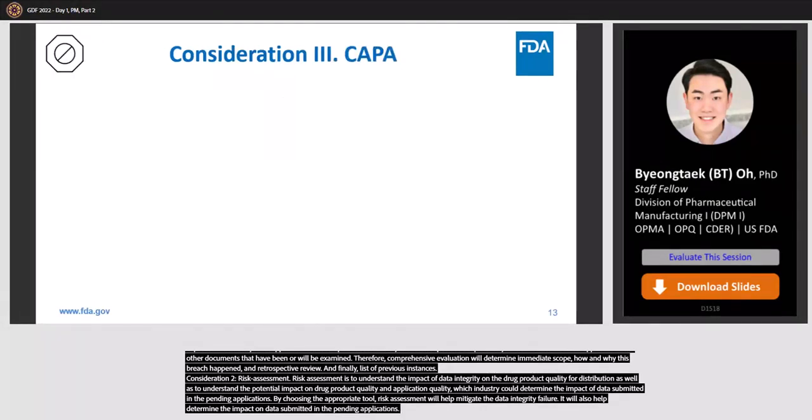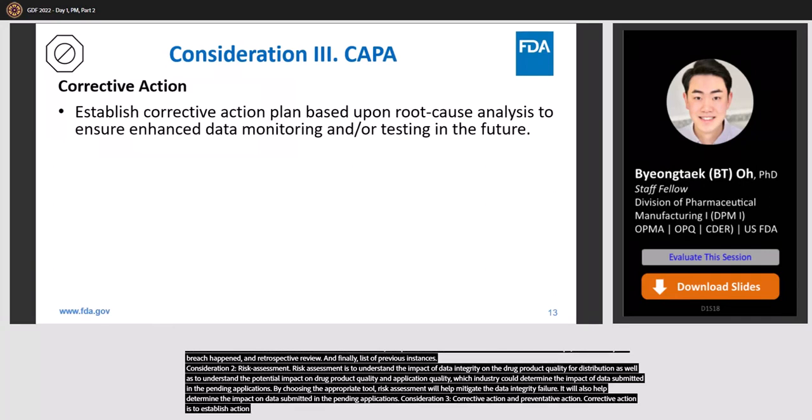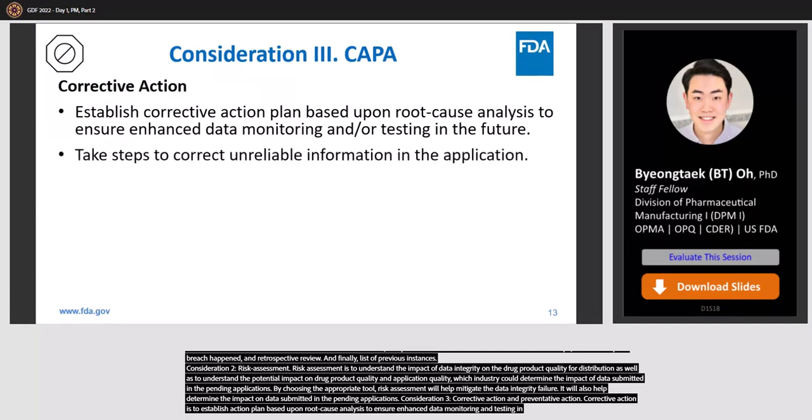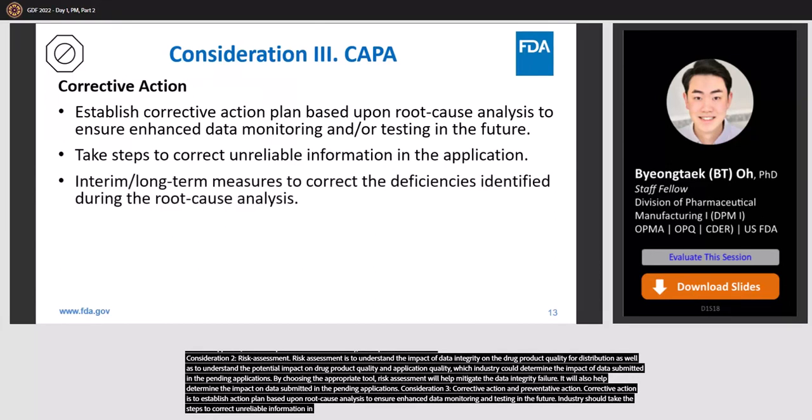Consideration 3. Corrective action and preventative action. Corrective action is to establish an action plan based upon root cause analysis to ensure enhanced data monitoring and testing in the future. Industry should take steps to correct unreliable information in the application. Corrective action also includes interim or long-term measures to correct the deficiencies identified during the root cause analysis.